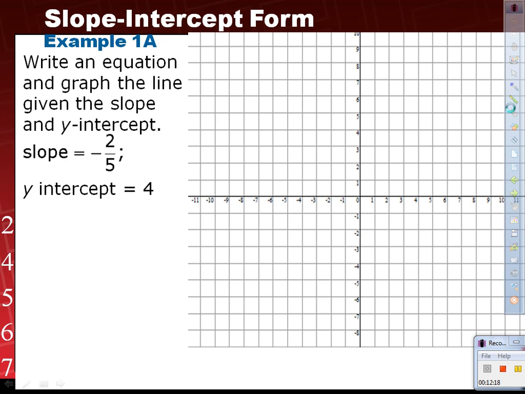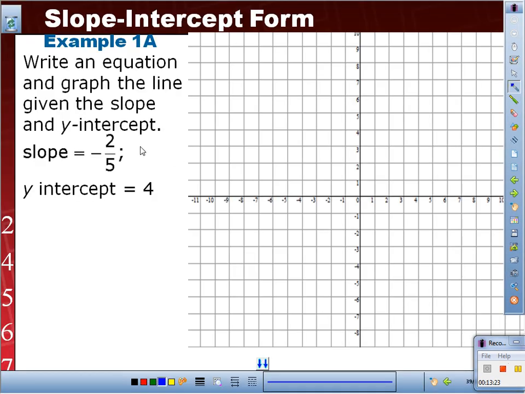Ready? Here it goes. The first part, I'm going to show you how to write an equation given a slope and the y-intercept. So if they say, write an equation, and they give you this slope and the y-intercept, let me show you what to do. They want it in what? Slope-intercept. And we usually write it in what? Slope-intercept form. So when I say slope-intercept form, what are you thinking?